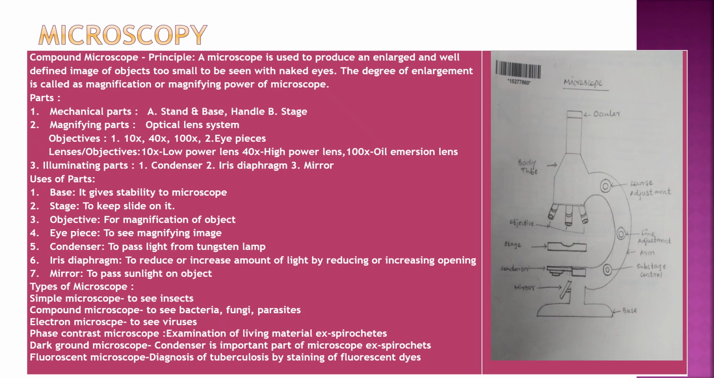The uses of parts: base gives stability to microscope, stage to keep slide on it, objectives for magnification of object, eyepiece to see magnified image, condenser to pass light from lamp, iris diaphragm to reduce or increase the amount of light by reducing or increasing the opening, mirror to pass sunlight on object. Types of microscope: simple microscope to see insects, compound microscope to see bacteria, fungi, parasites, electron microscope to see viruses, phase contrast microscope for examination of living material like spirochetes and motility. Condenser is the important part to see spirochetes. Fluorescent microscope for diagnosis of tuberculosis by staining with fluorescent lights.